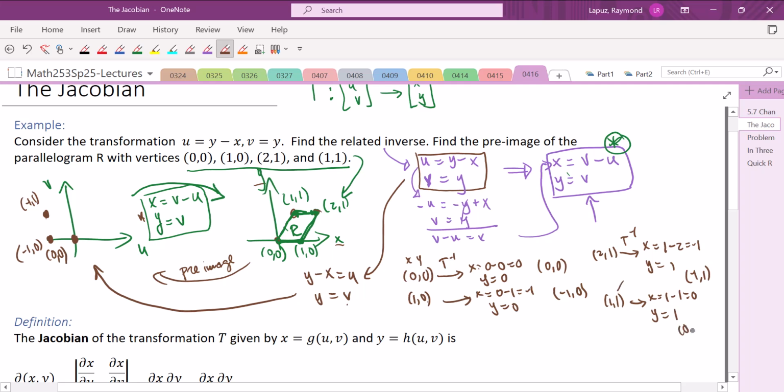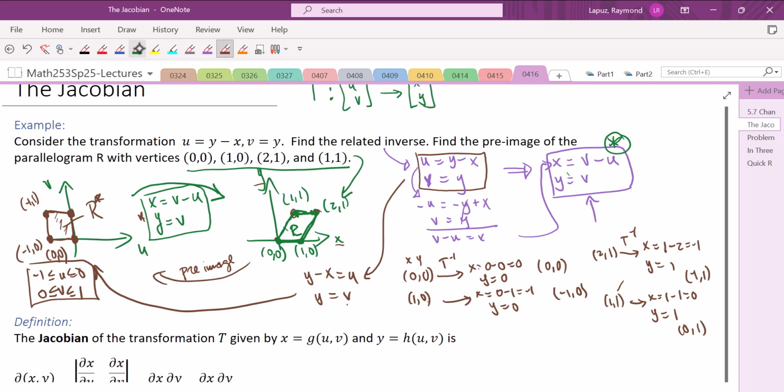So that's 0 comma 1, and that is up here. Now instead of integrating over a parallelogram R, we're going to integrate over a new region that is a nicer region to integrate over, right? If I were to integrate over this, u goes from negative 1 to 0, and v would go from 0 to 1, which is nice constant limits.